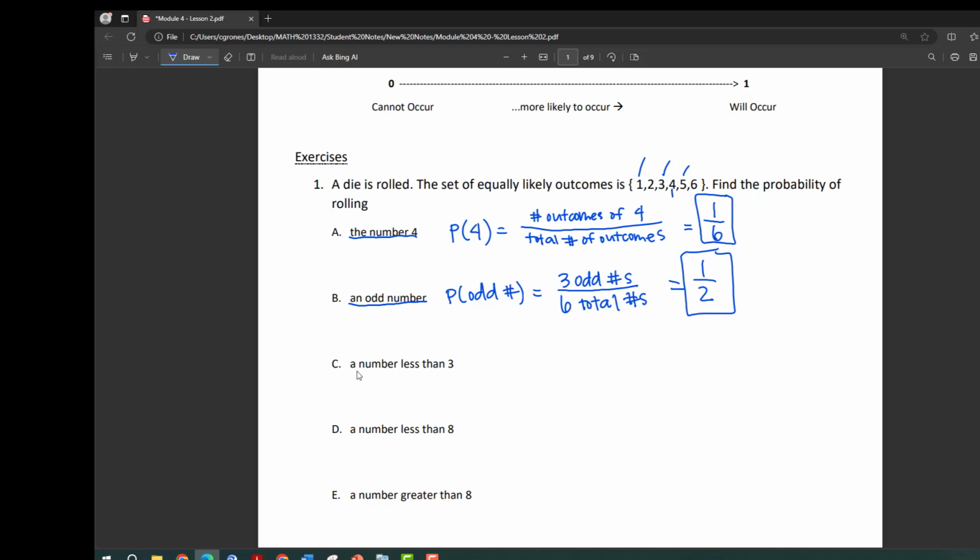All right, on C, we want to roll a number less than 3. So the probability of numbers less than 3. So let's look at our outcomes. Out of the numbers 1, 2, 3, 4, 5, and 6, only 1 and 2 are less than 3. So we have 2 numbers that are less than 3 divided by our 6 total numbers. And that reduces to 1/3.